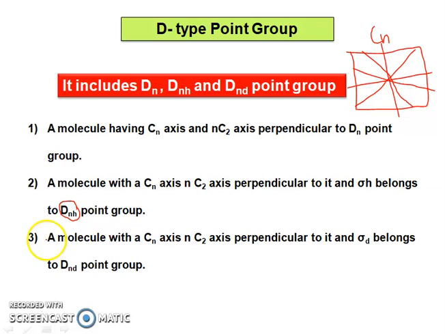The third point: a molecule with a CN axis, n number of C2 axes, and they are perpendicular to it, and one of the sigma D, sigma D means dihedral plane, then the point group is the DND point group. Okay. The first point we saw is that if a molecule has a CN axis and n number of C2 axes, then your point group is the DN point group.